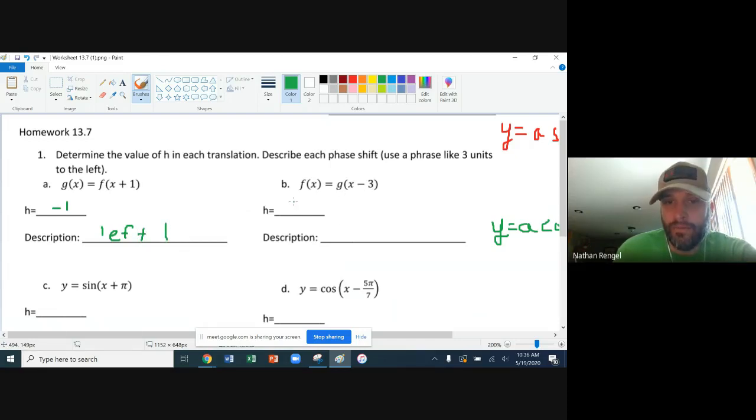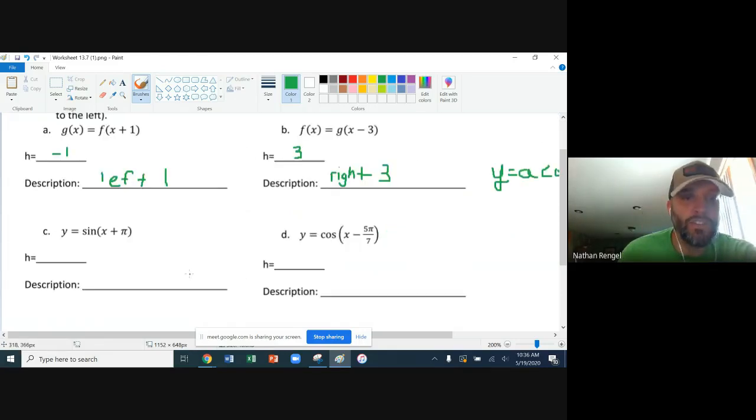X minus 3, that means that my h is 3, because it's in that x minus h form, and this means that I'm shifting to the right 3. So similar to every function we've talked about all the way back to when we did absolute values, the h is going to shift you left and right. On to part C, sine x plus pi. So that means my h is negative pi. I'm thinking of that as opposite of how I see it there. And then this is going to mean that I'm going left pi.